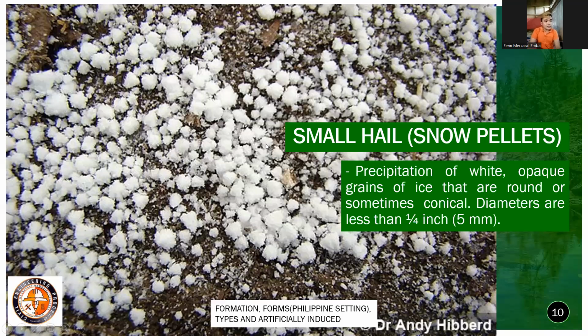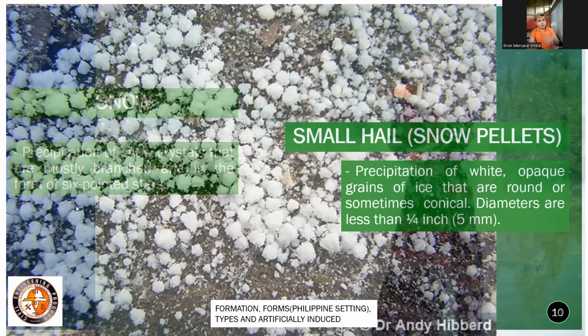Small hail or snow pellets. Precipitation of white opaque grains of ice that are round or sometimes conical. Diameters are less than 1/4 inch. So we can consider a hail a small hail or snow pellets if it is less than 1/4 inch or 5 millimeters. So let's proceed.